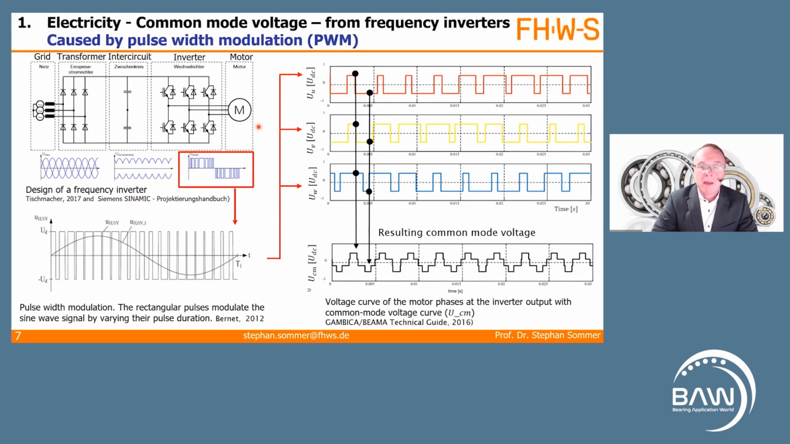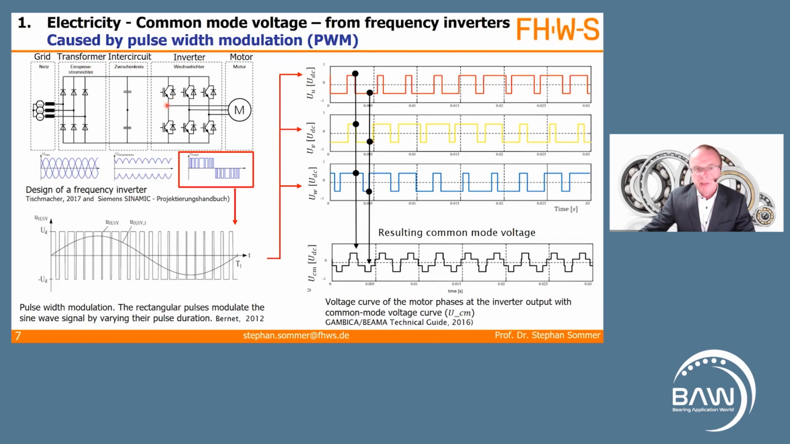So, in recent times, new problems occurred. It is the common mode voltage from frequency converters caused by the pulse width modulation. And here's an explanation. To control the electric motor or generator, a variable adjustable frequency is required. This is done by frequency inverters. This is the frequency inverter between the grid and the motor. It has an inverter, an intercircuit, and a transformer.